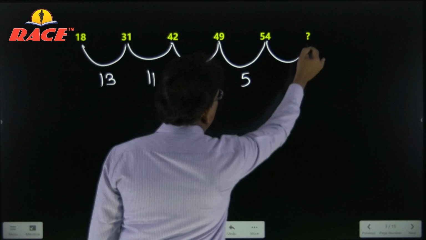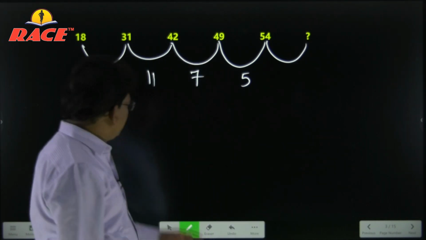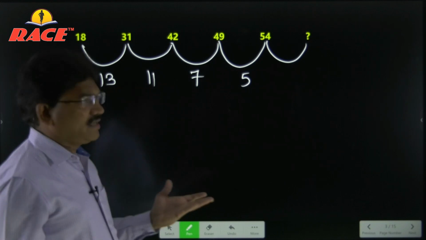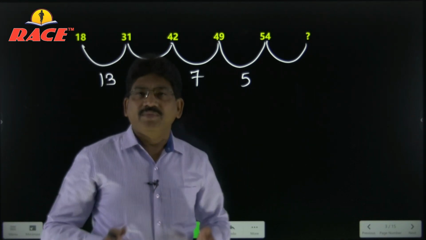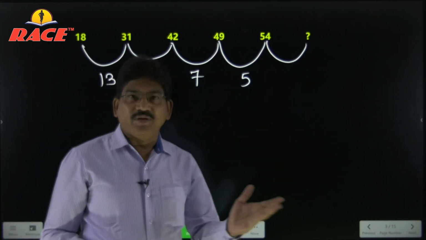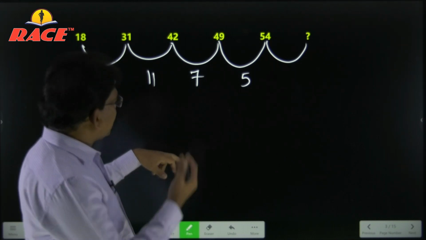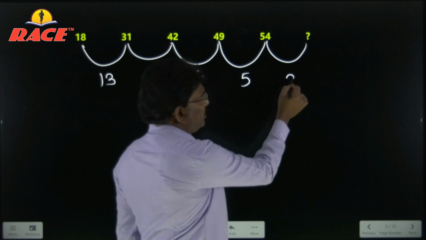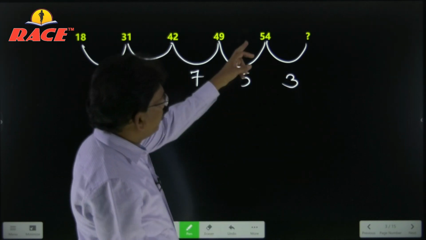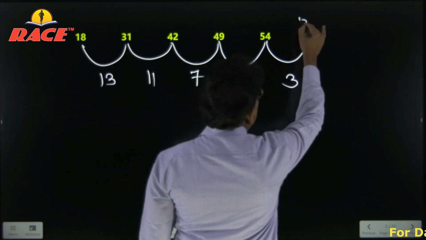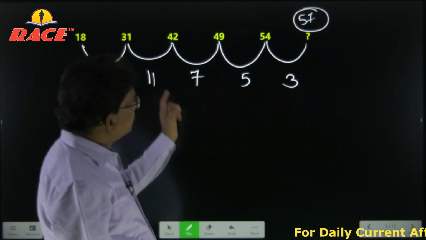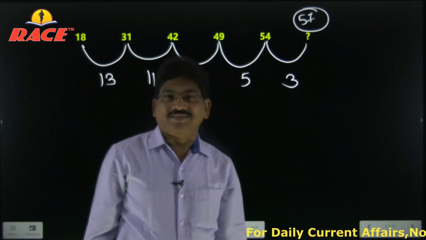What should be the difference here? Simply try to identify what these differences are: 13, 11, 7, 5. Immediately we can say these are prime numbers. 13, next 11, next 7, next 5, and the next prime number is naturally 3. So 54 plus 3 is 57. This is our missing number. So the missing number, 57, is our answer.